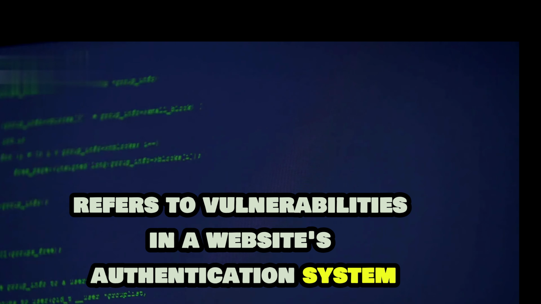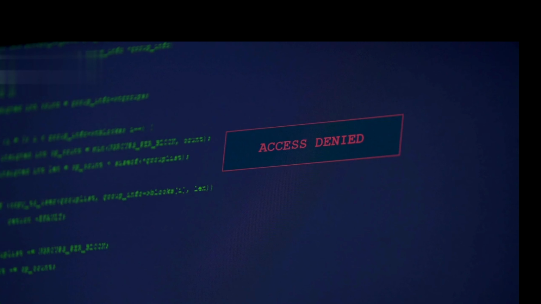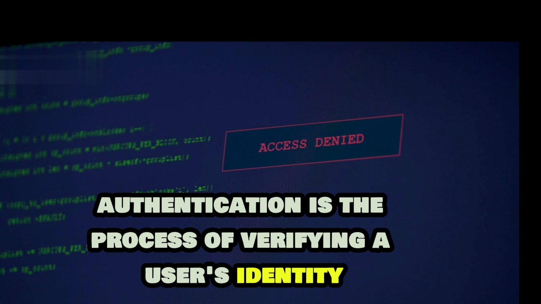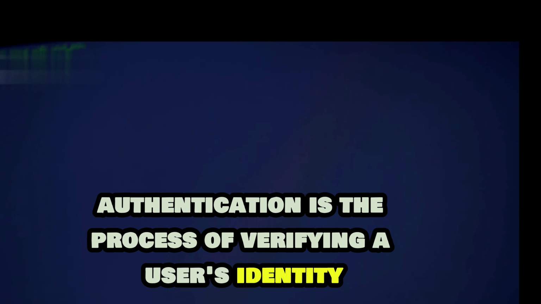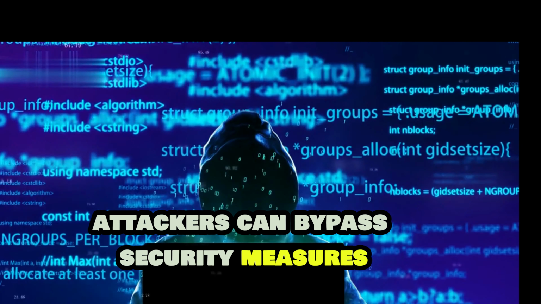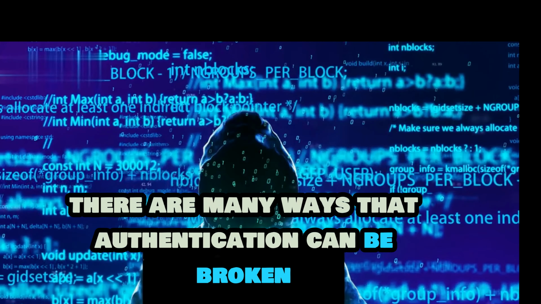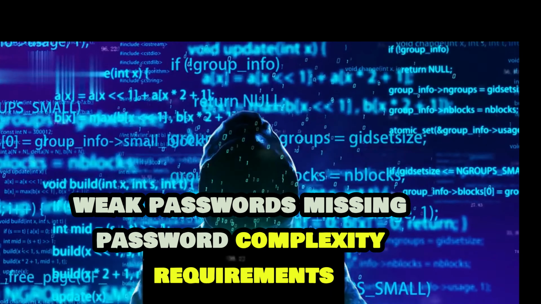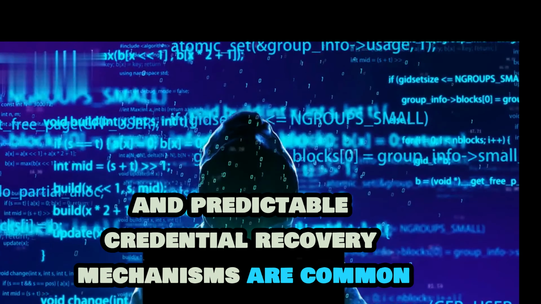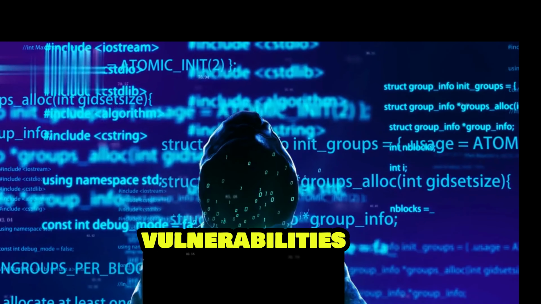Broken authentication refers to vulnerabilities in a website's authentication system. Authentication is the process of verifying a user's identity. When authentication is broken, attackers can bypass security measures and gain unauthorized access to the website. There are many ways that authentication can be broken. Weak passwords, missing password complexity requirements, and predictable credential recovery mechanisms are common vulnerabilities.